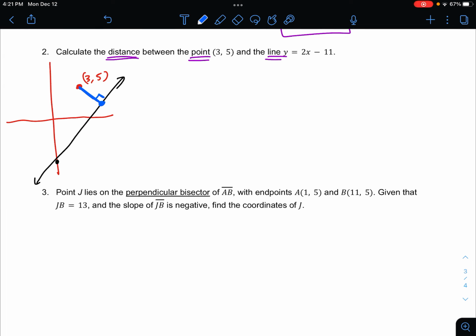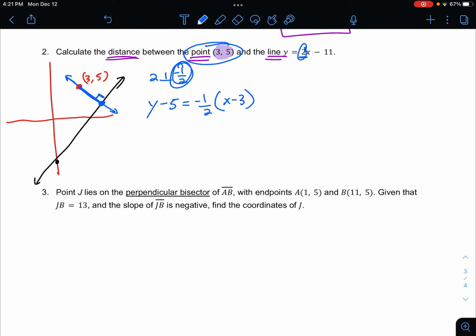So I'm going to find the perpendicular line through this point, perpendicular to this line. First I'm going to take my slope and get the perpendicular slope. So 2 is perpendicular to -1/2. Then I'm going to use point-slope form with my point here. I'll say y minus 5 is equal to -1/2, using this perpendicular slope, times x minus 3.